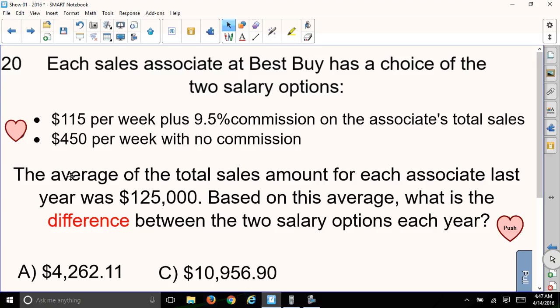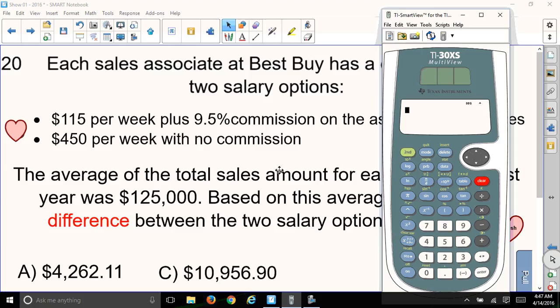So here we have the average of the total sales amount for each associate last year was 125,000. So based on this average, what is the difference? We've seen that word before in our game, between the 2 salary options each year. Okay, so we better get a calculator because we have to compute this. So let's first find out what this guy makes, because this one is easy, straightforward.